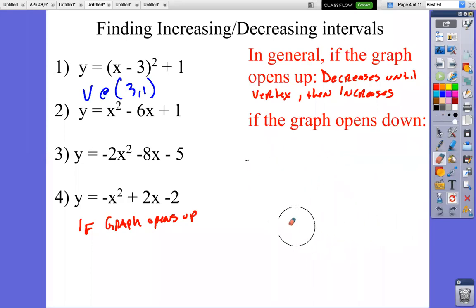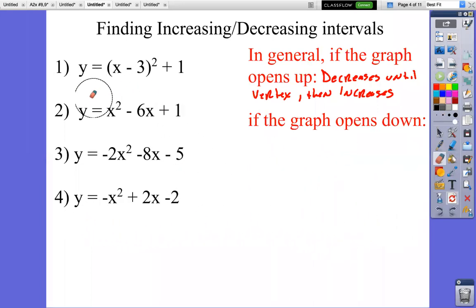Now let's do this again. Let's do number 2. Find your vertex. Opposite of B over 2A is what? Plug it back in. There you go. Any questions on that? Does it open up or open down? Up.